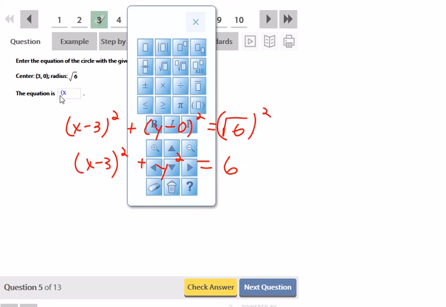So x minus 3 squared plus y squared equals 6.